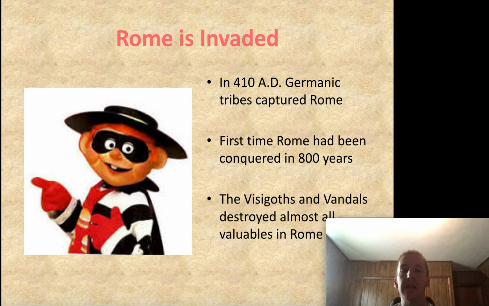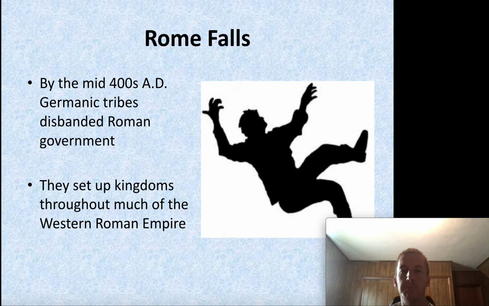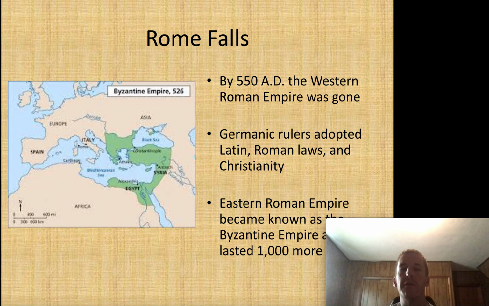In 410, Germanic tribes captured Rome. This was the first time that Rome had been conquered in 800 years. The Visigoths and the Vandals destroyed almost all of the valuables in Rome. By the mid-400s, Germanic tribes disbanded the Roman government. They set up kingdoms throughout much of the Western Roman Empire. By 550, the Western Roman Empire was gone.